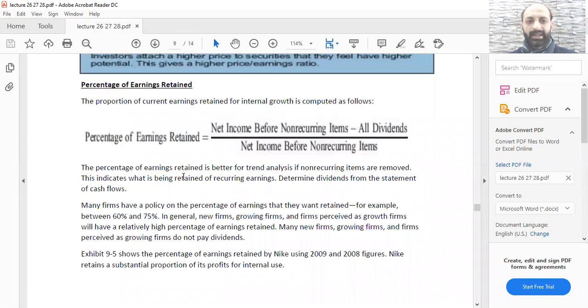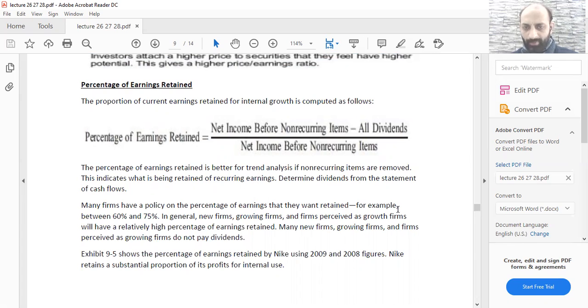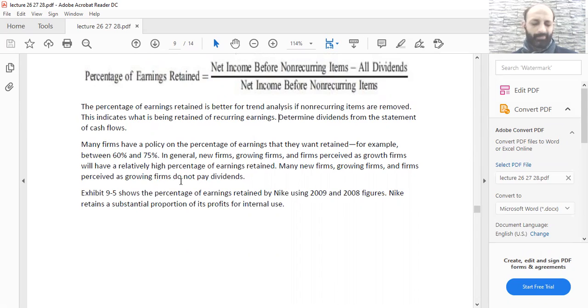The percentage of earnings retained is better for trend analysis if non-recurring items are removed. This indicates what is being retained of recurring earnings. Determine dividends from the statement of cash flow. इसमें आप from where do you get the dividends? You get it using the cash flow statement. Many firms have a policy on the percentage of earnings that they want retained. For example, जो आपकी the average is between 60 to 75%.